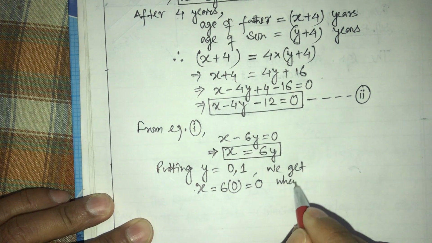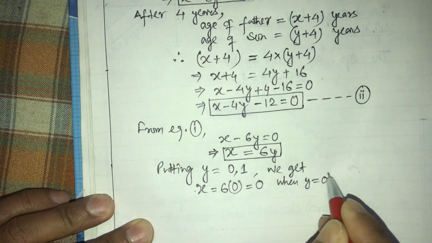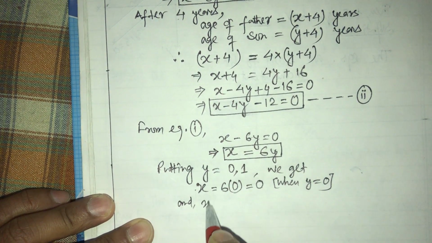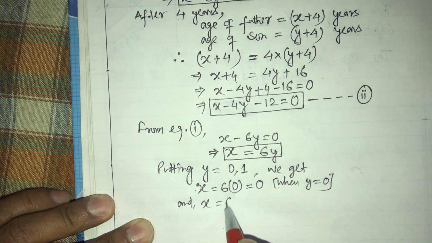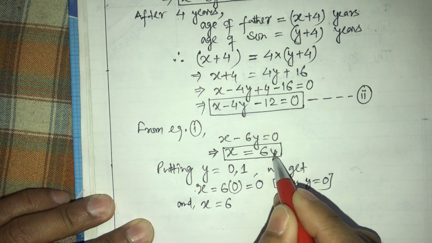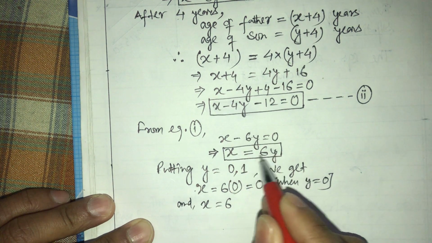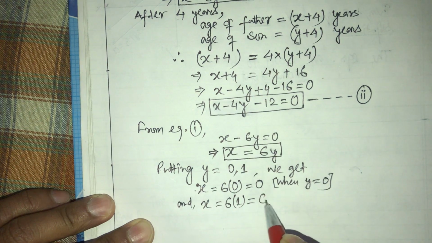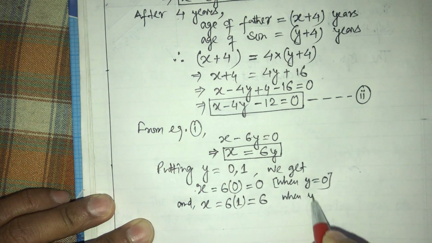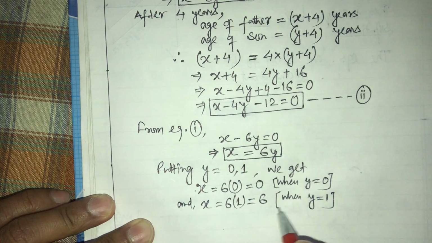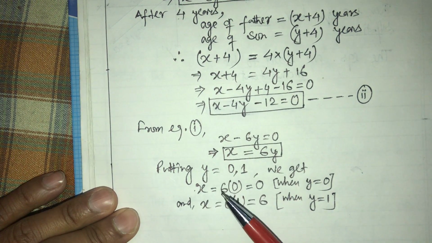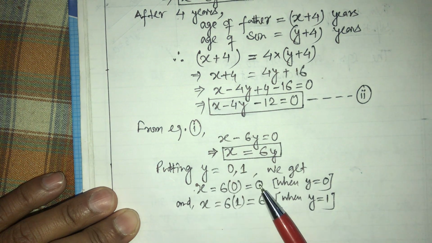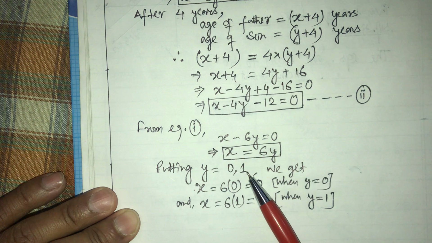So when y was 0, now another value, and x equal to, now second value was 1, 6y will replace y by this 1. 6 into 1, so this will give 6 when y is 1. So we got two sets of values for x and y. When I took y as 0, I got x as 0. When I took y as 1, x we got 6.